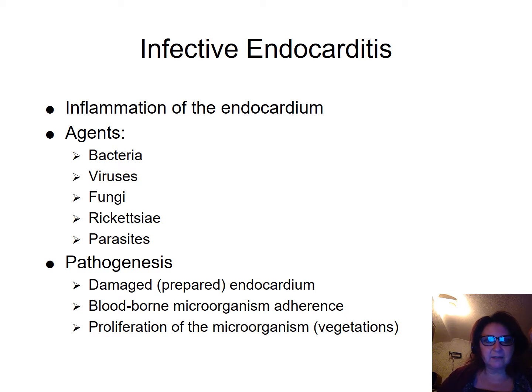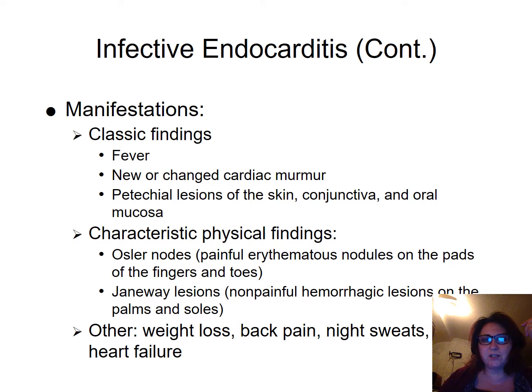Infective endocarditis. This is an inflammation of the endocardium, and it could be caused by any of these factors. The pathogenesis is damage to the endocardium, blood-borne microorganism adherence, and the proliferation of those microorganisms. So that's not a good thing. You don't want to have any infection in the heart.